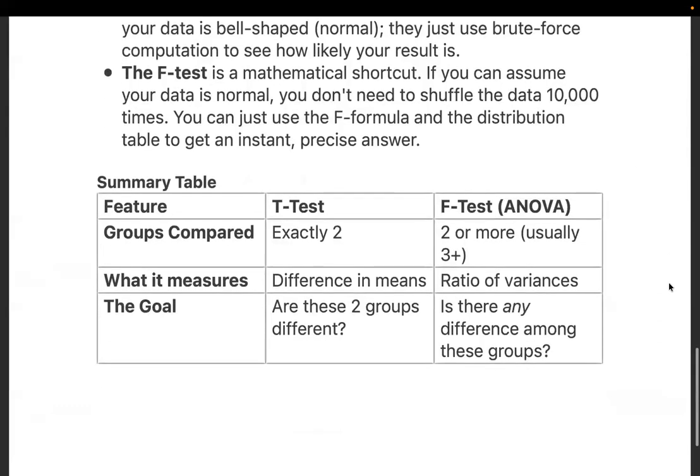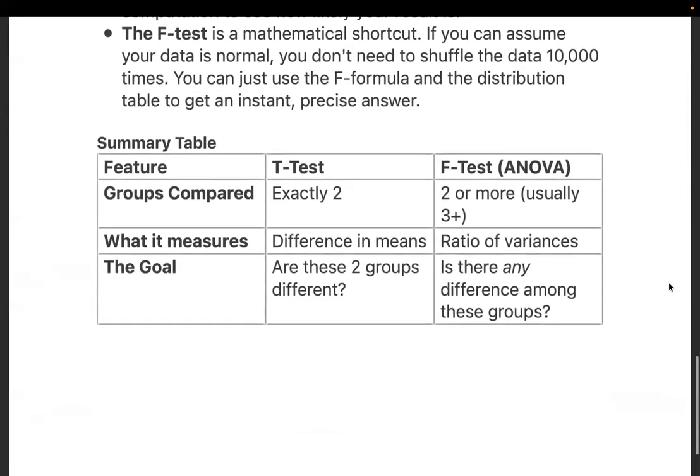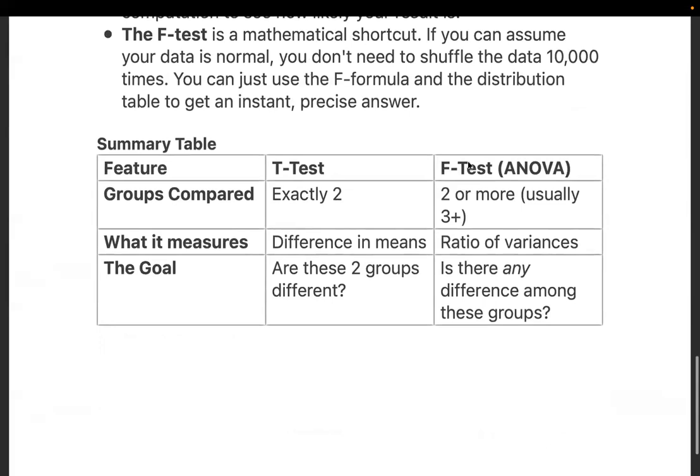Okay, let's summarize here. What's the difference between the t-test and the F test? Groups compared: the t-test compares exactly two, it cannot do more than two. The F test is for two or more, but mostly more than two, usually three plus.